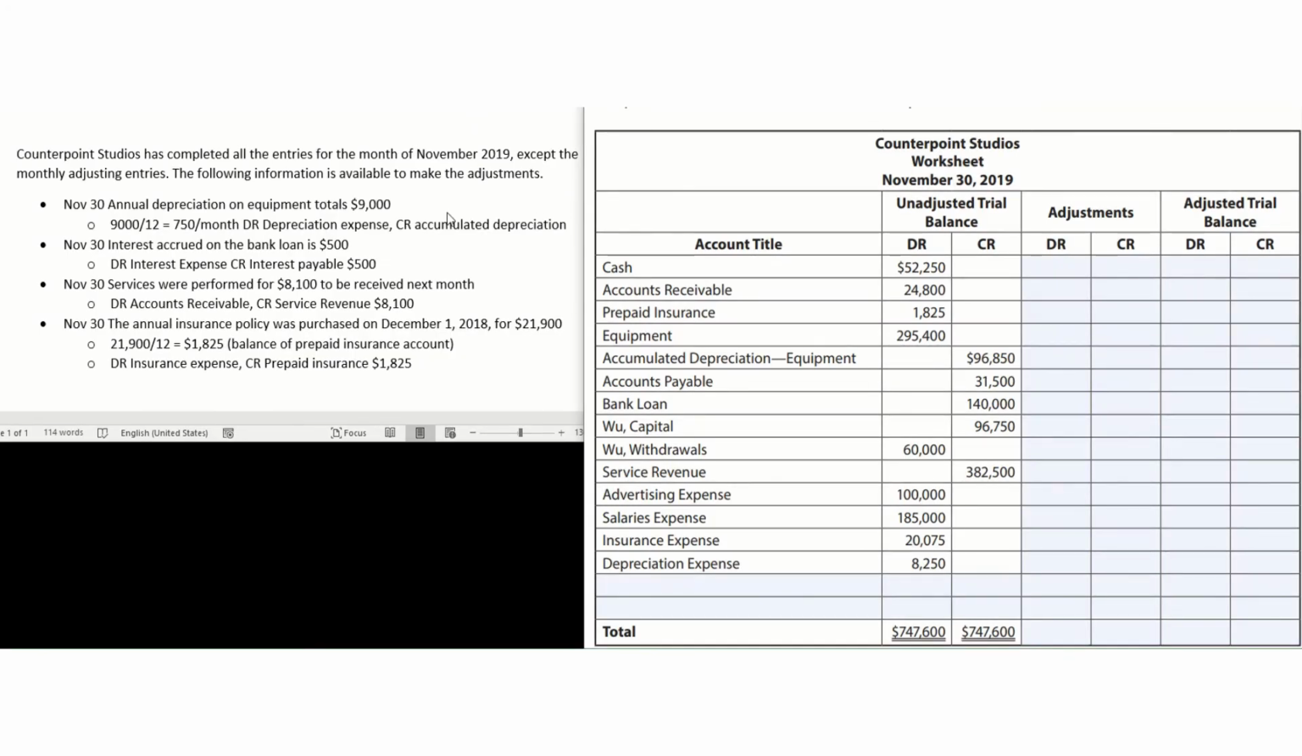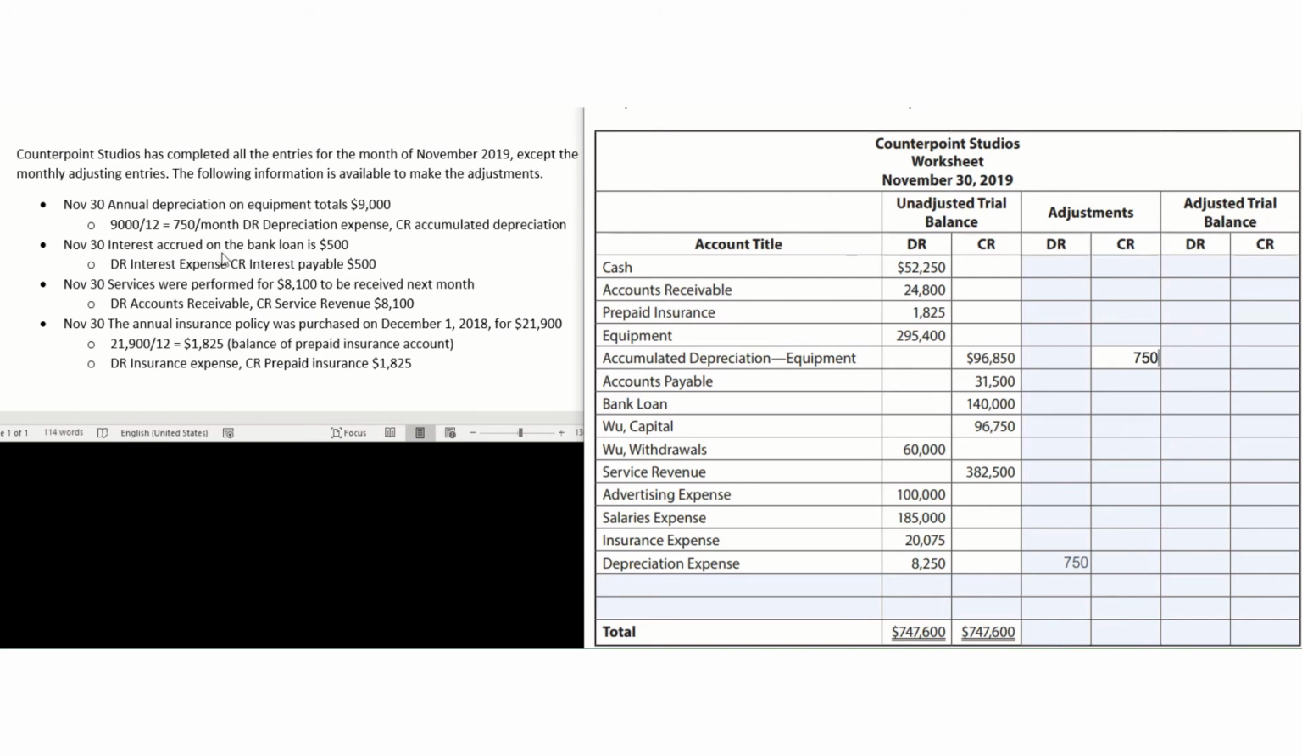Now that we've determined what the entries are for our 4 entries, we need to flip over to our 6-column worksheet and post those transactions as adjustments to the relative accounts. So in the first situation, we had a $750 debit to depreciation expense, so we'll find our depreciation expense in the debit column, enter 750, and in the accumulated depreciation column, a 750 under the credits.